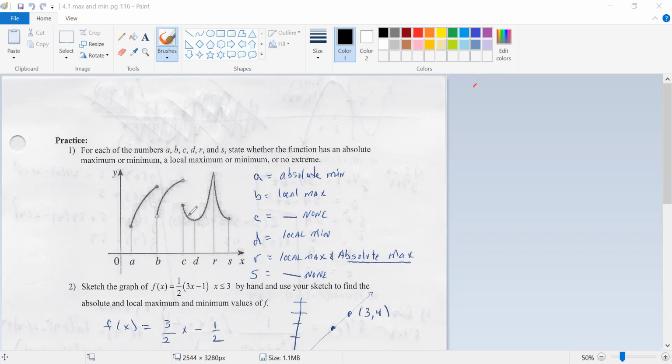For C, it kind of is just hanging out here in the middle. So for C, there's none. For part D here, notice that looks like the bottom of a hump locally in this vicinity. In here, it's the smallest minimum value, so you can call it a local minimum. Again, it doesn't have to be absolute. To be absolute, it has to be the absolute lowest on the graph you're talking about.